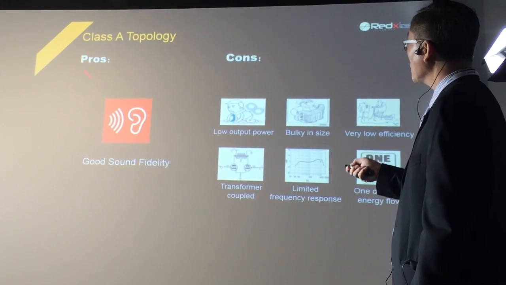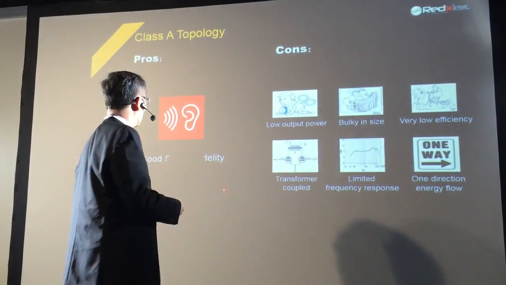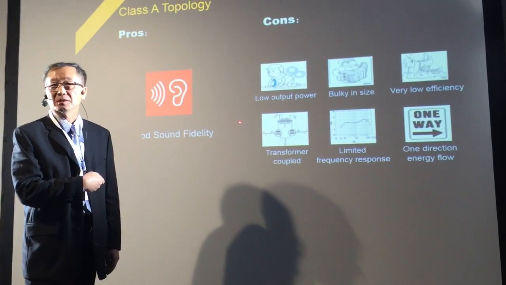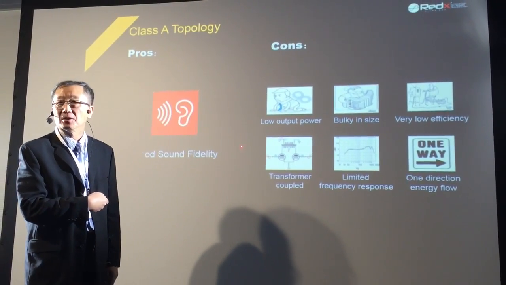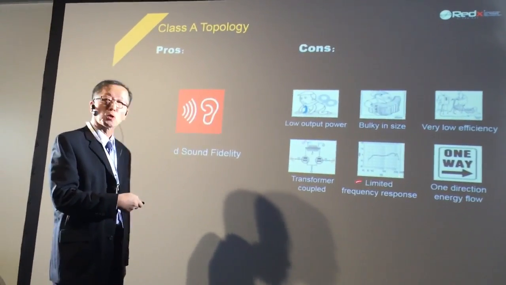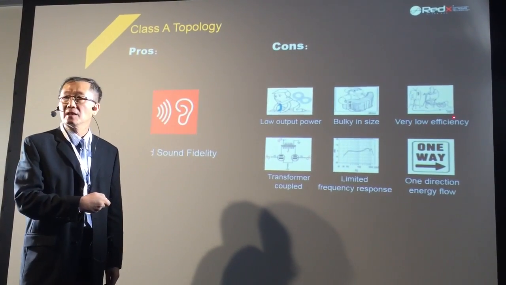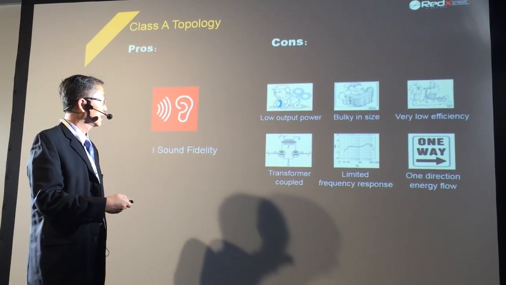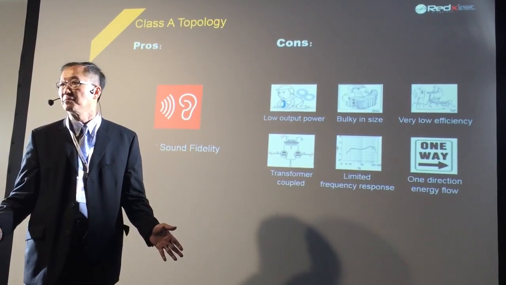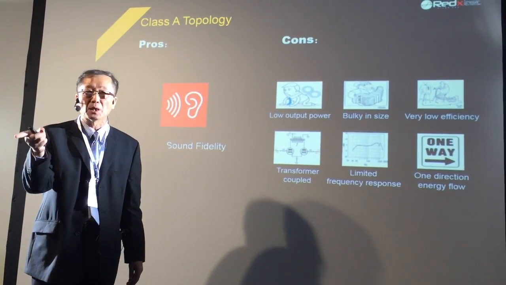Okay, let's talk about Class A. We'll do a very quick review. We know Class A offers good sound and good fidelity for sound reproduction. However, there are many drawbacks: low power, large size, and very low efficiency. It is transformer coupled, so the frequency response is limited. Also, the energy can only flow one way.